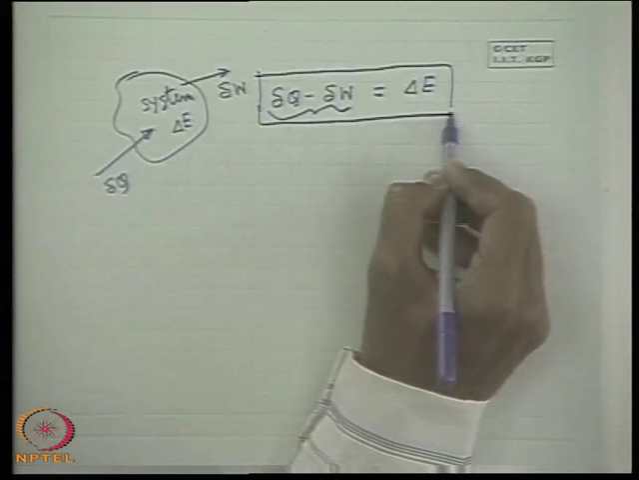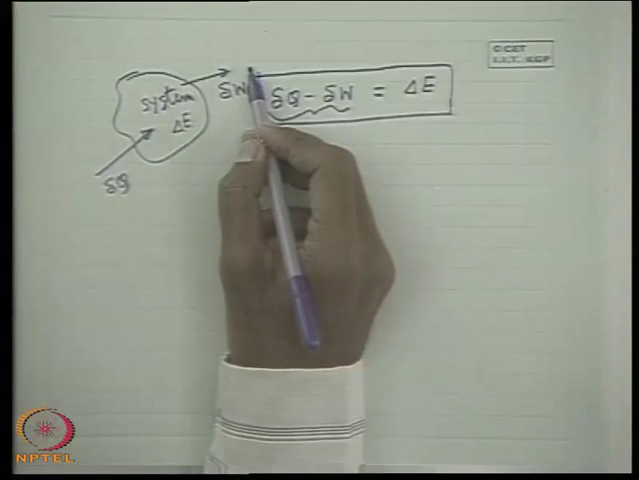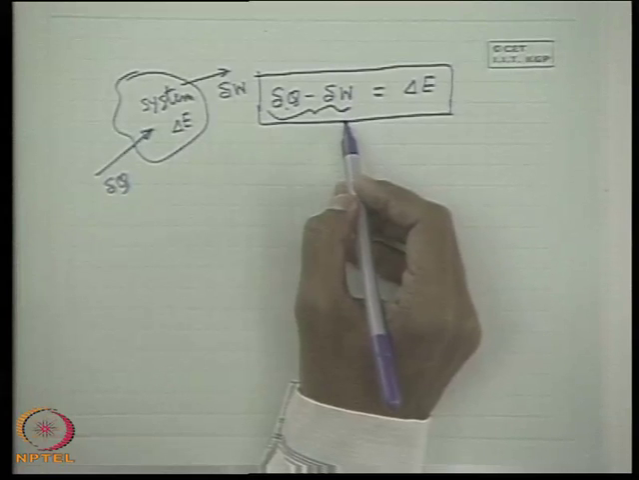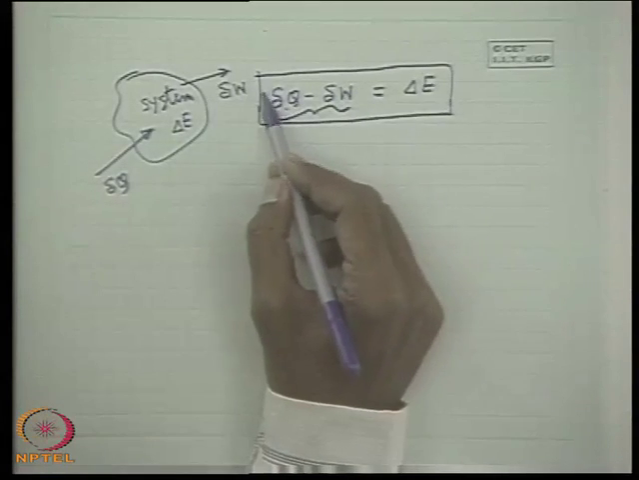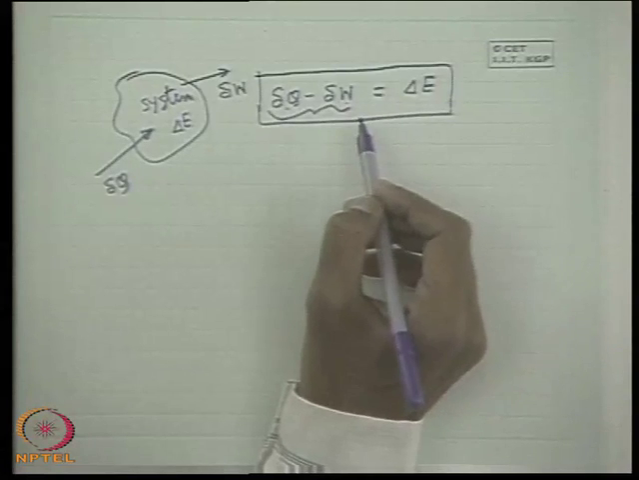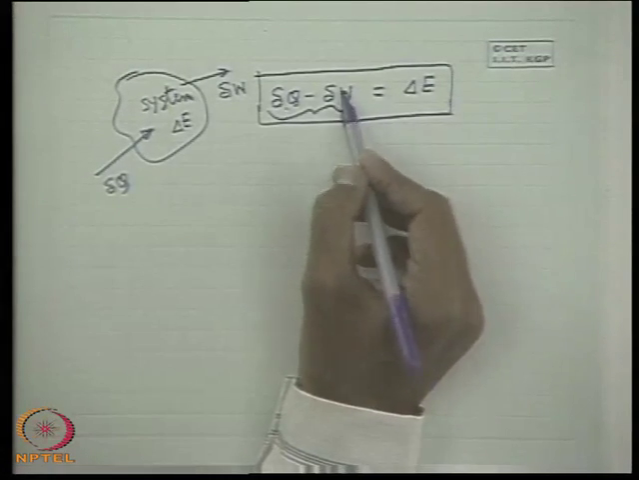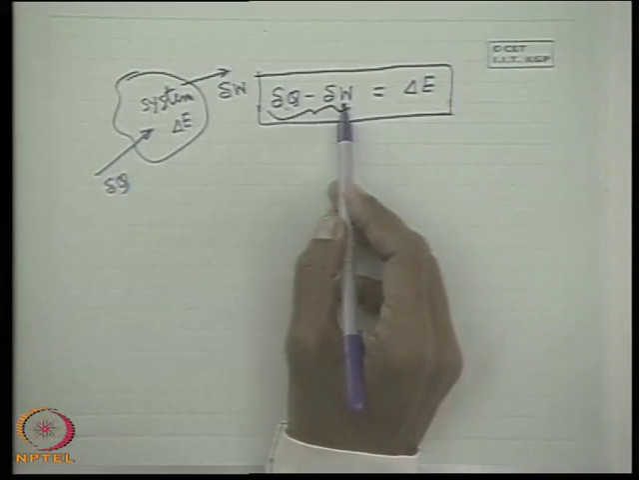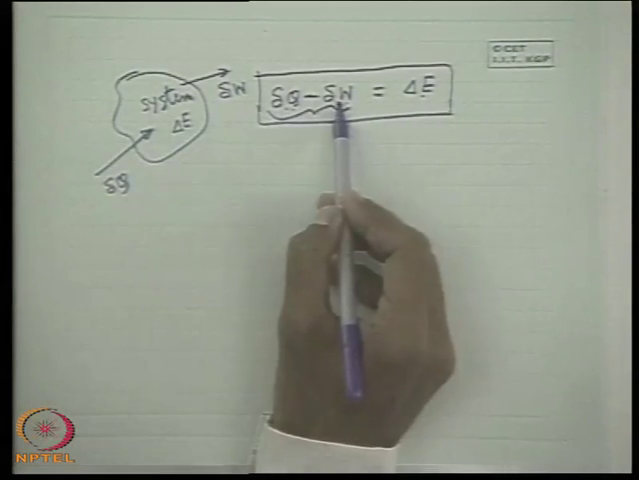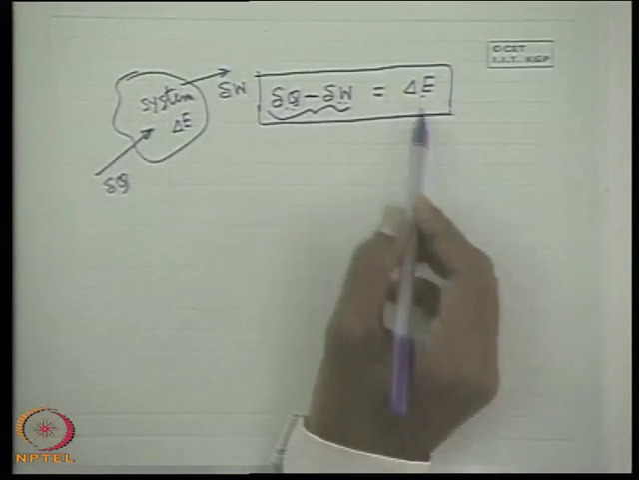In thermodynamics, we will see that all kinds of energy interactions are divided into heat and work. This work takes care of all kinds of energy interaction apart from heat. That means this will be mechanical work, magnetic work, electrical work, all kinds of work. So heat and work, this difference is equal to the change in internal energy. That means heat added to a system minus the work done by the system is equal to delta E.